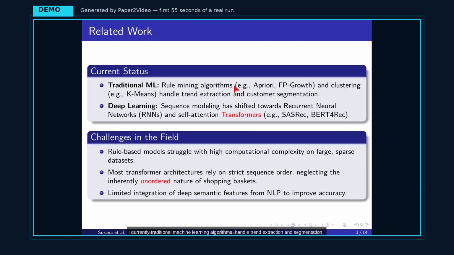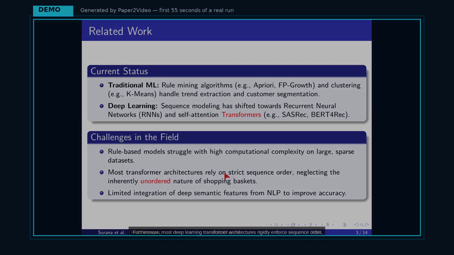Currently, traditional machine learning algorithms handle trend extraction and segmentation. However, these rule-based models struggle computationally on large, sparse datasets. Furthermore, most deep learning transformer architectures rigidly enforce sequence.